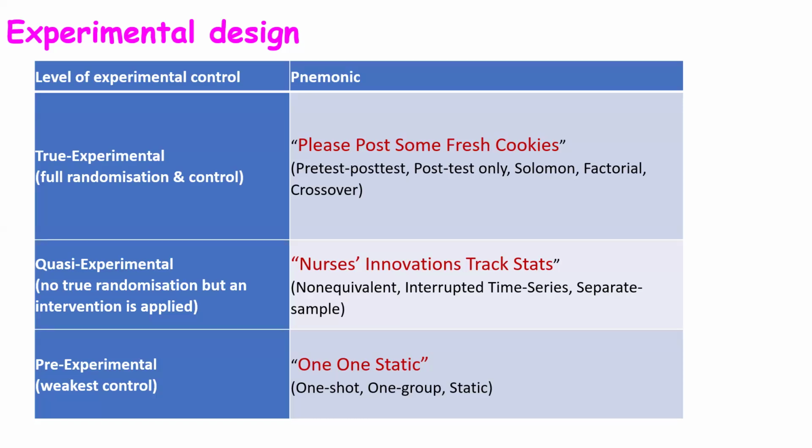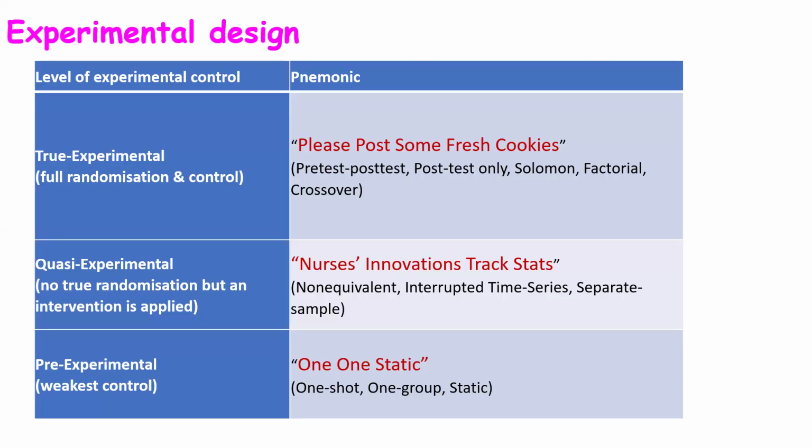And coming to quasi-experimental design, you can remember it as nurses innovation track states: non-equivalent and equivalent, time series, and separate sample. And pre-experimental design: one-shot case study, one-group pretest-posttest, and static group. So if you remember all this, it is easy to remember the classification of true experimental and non-experimental design.